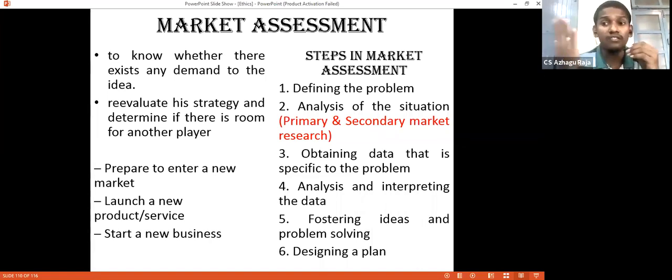And that is why you must have noticed in the advertisement that men started using the facial cream of a woman, and the brand ambassador comes and says that now you have Fair and Handsome. That is the way you obtain specific information for the analysis. Then you analyze and interpret the data, fostering ideas and problem solving. After interpreting, you get a decision variable. Then you take the decision and design the plan to implement that analysis.